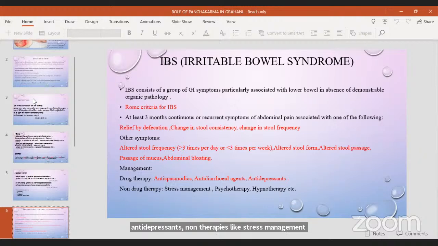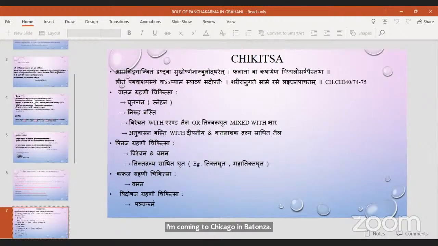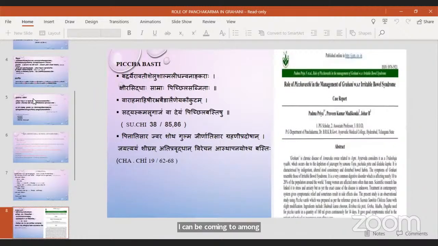Coming to chikitsa, in Vataja Grahani, Ghritapana, Niruha Basti, Virechana with Eranda Taila or Tilvaka Ghrita mixed with Kshara, and Anuvasana Basti with Deepaniya and Vatanashaka Dravya Siddha Taila are given. In Pittaja Grahani, Virechana and Vamana can be administered, and Tikta Dravya Siddha Ghrita can be given. In Kaphaja Grahani, Vamana can be done. Among all the Panchakarma procedures, Basti and Shirodhara are more effective in Grahani, as Basti is considered Ardha Chikitsa.